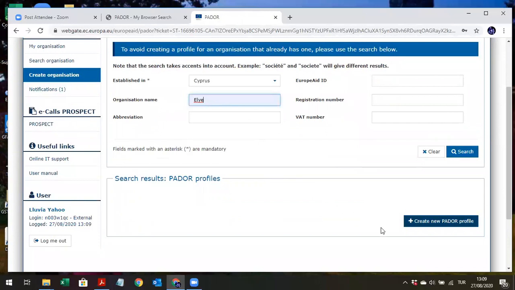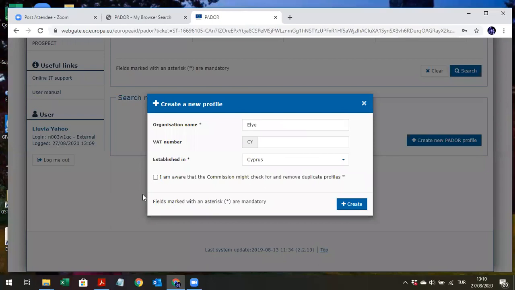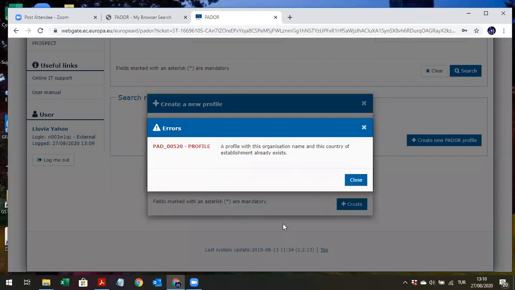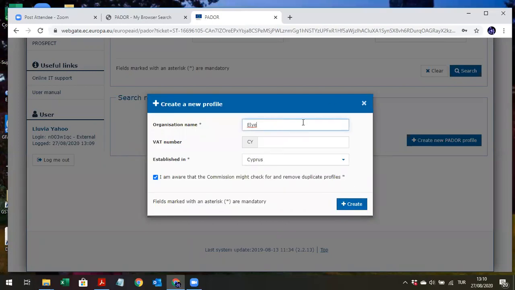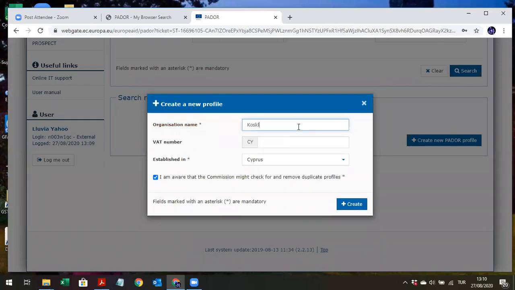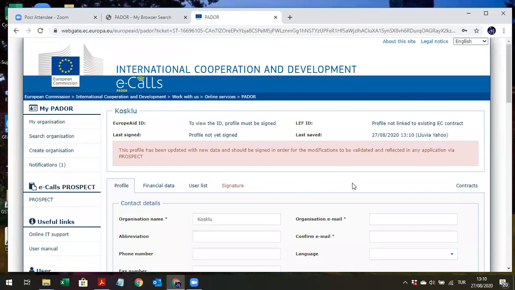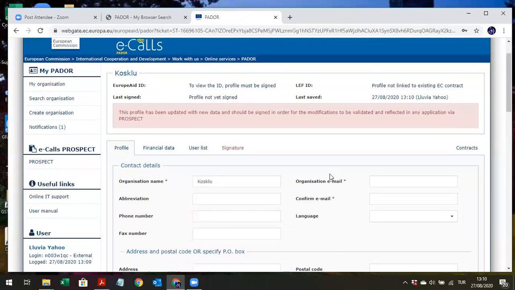Let's search for this organization name. And yes, it gives us no results. Then the system allows us to create a new PADOR profile. Okay, this one already exists apparently. Let's try something else. Yep. So now we are in PADOR and we are going to create our profile.